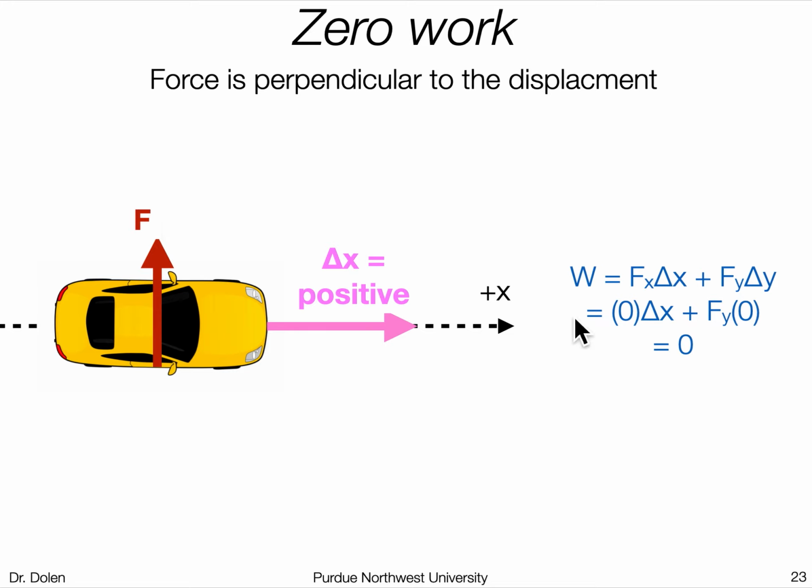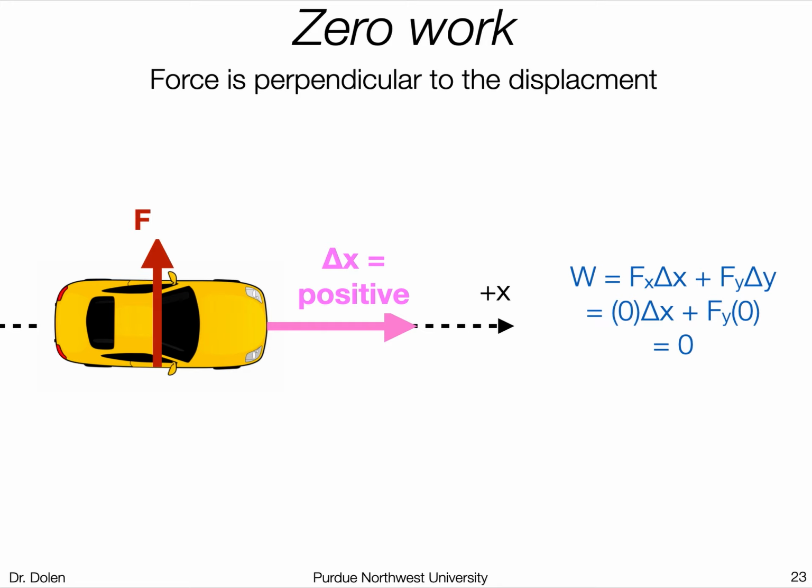So in this case, if we use our work equation, my component of the force in the x direction is zero, so this term goes to zero. My displacement in the y direction is zero, right? This car is only moving in x. So this term goes to zero, and so I'm doing zero work. So using this equation for work, if my force is perpendicular to my displacement, I'm doing zero work. Okay, I'd get the same answer if I was using the cosine definition, because cosine of 90 degrees is zero, right? And that angle theta is the angle between the force and the displacement.